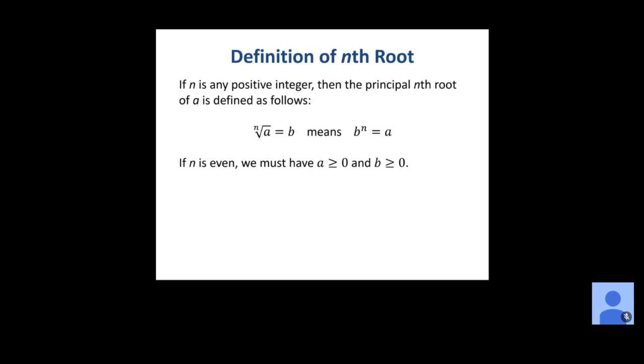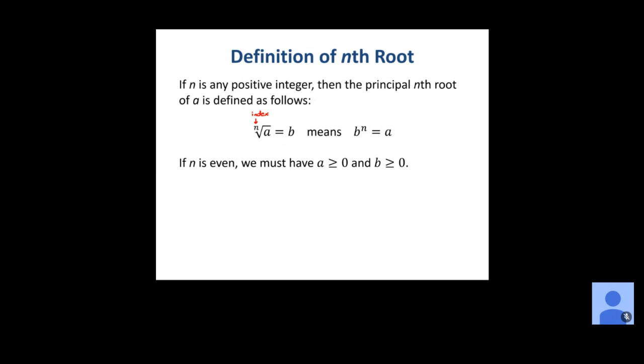Now, nth roots. So if n is a positive integer, the principal nth root of a is defined as follows. The nth root of a is equal to b means that b to the n power is equal to a. So again, with square roots, that just means that b squared is equal to a. No matter what that index is, so this value right here is what we call an index, no matter what that number is, if I take b and raise it to that power, it should be equal to a, which is the value inside the radical.